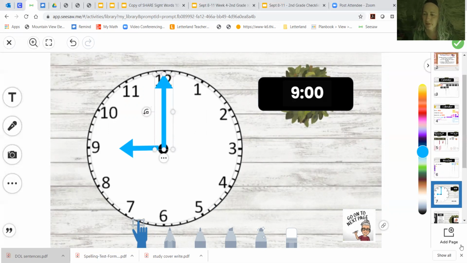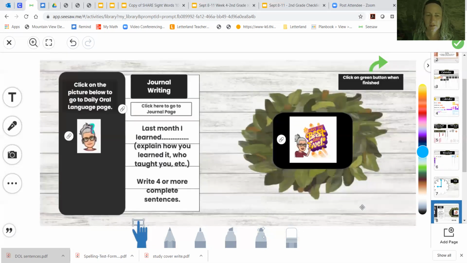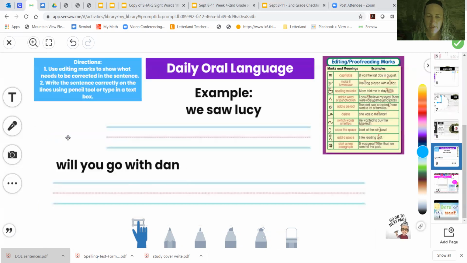Okay. So it says go to the next page. We're going to click there. And right here it says click on the picture below to go to daily oral language page. So you're going to click here, and it'll take you to where you need to go. But before we do that, I should have gone over this.